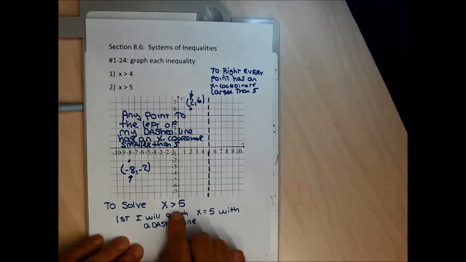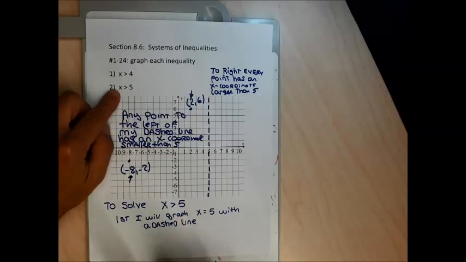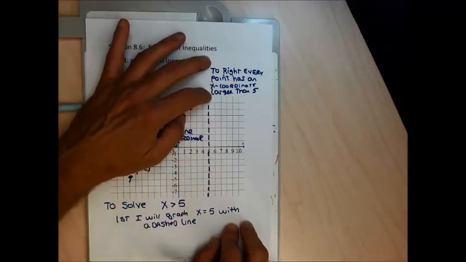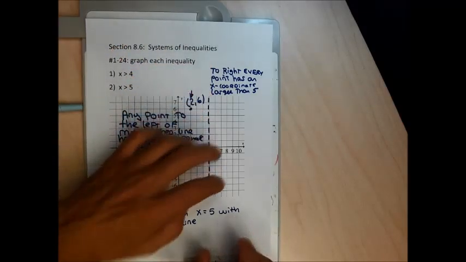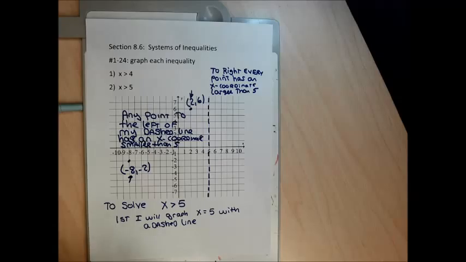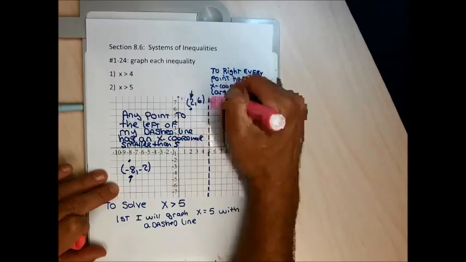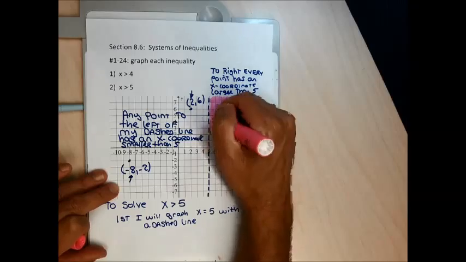And my goal in this problem is to, in a two-dimensional graph, identify every point whose x-coordinate is greater than but not equal to 5. And so every point to the right of this dashed line has an x-coordinate larger than 5. So somehow every point to the right of this dashed line is going to be included in my solution. And the way I graphically show that this is my solution is I shade all the way from the dashed line to the edge of my graph.